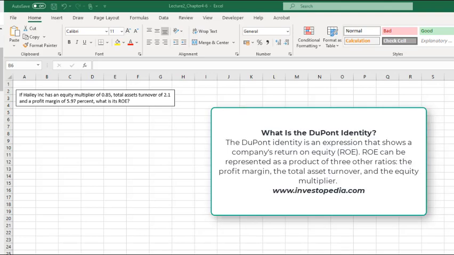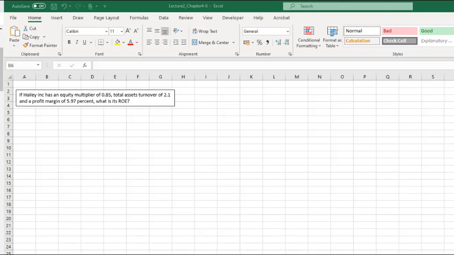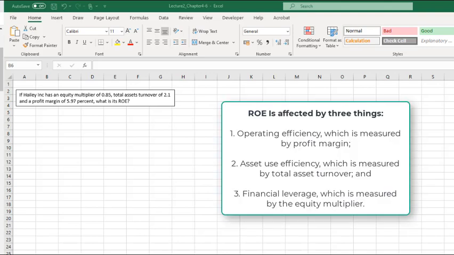Now, the DuPont Identity is an expression that shows a company's return on equity, which can be represented as a product of three other ratios. That is the profit margin, the total asset turnover, and the equity multiplier. Now, the DuPont Identity, commonly known as the DuPont analysis, comes from the DuPont Corporation, which began using this idea in the 1920s.